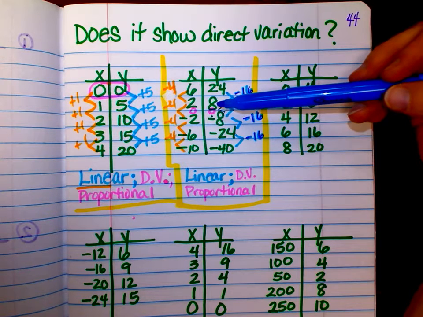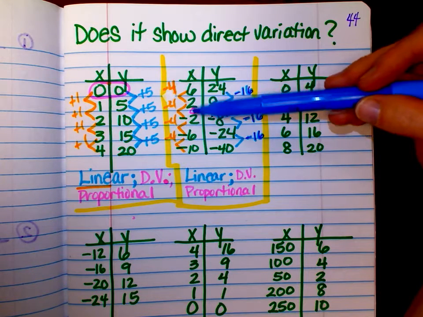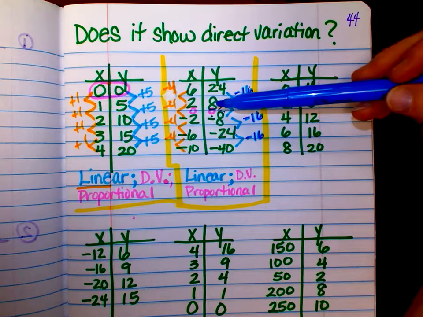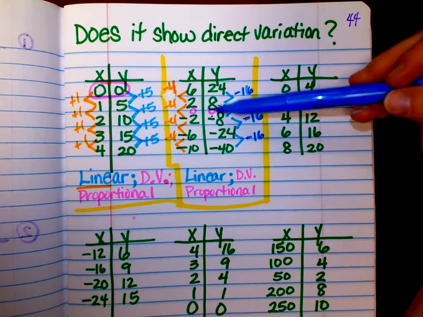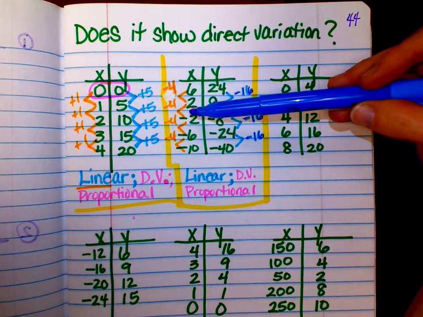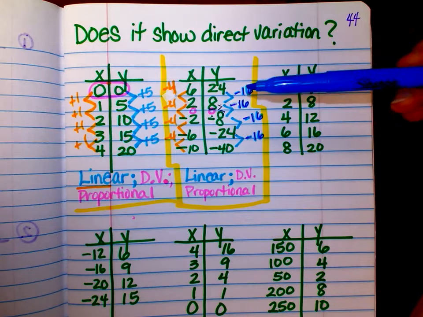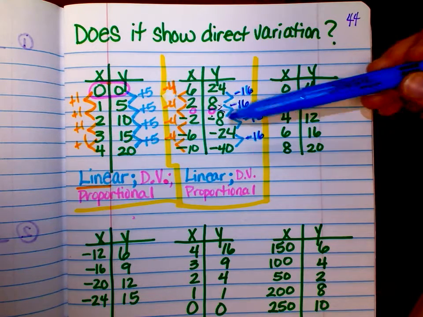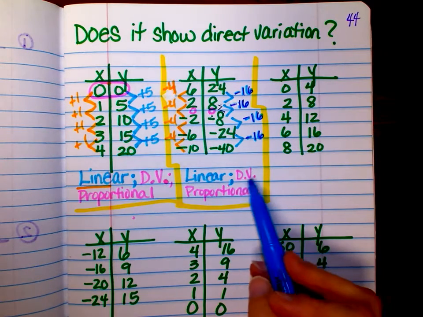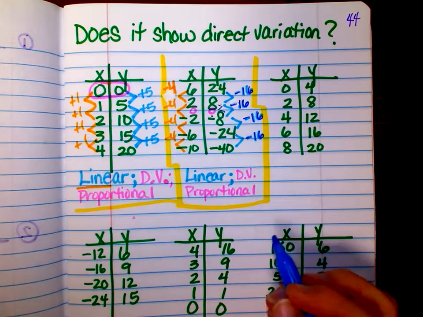And then if you come over here, since 0 is exactly halfway between negative 2 and positive 2, we can go halfway between negative 8 and positive 8, which will also be at 0. And so you then can see that the table does show 0, 0 as part of this graph. So it is also direct variation, and it is proportional.